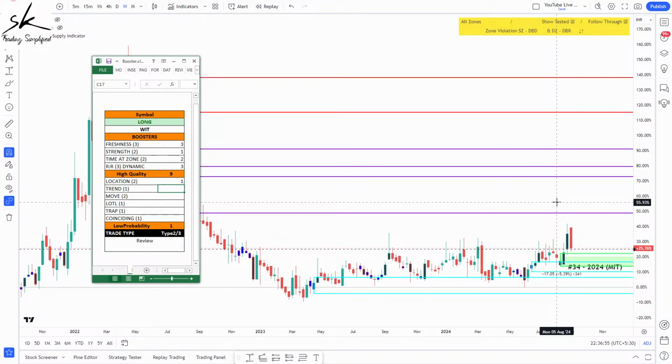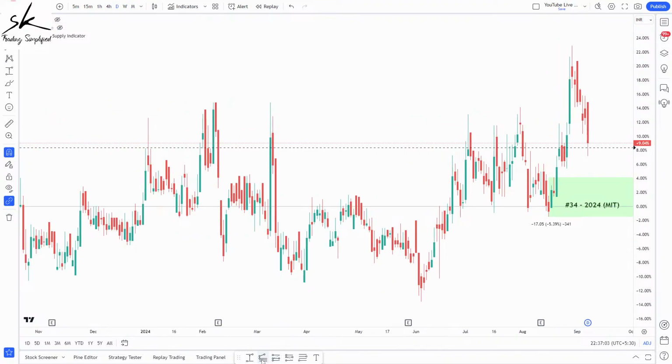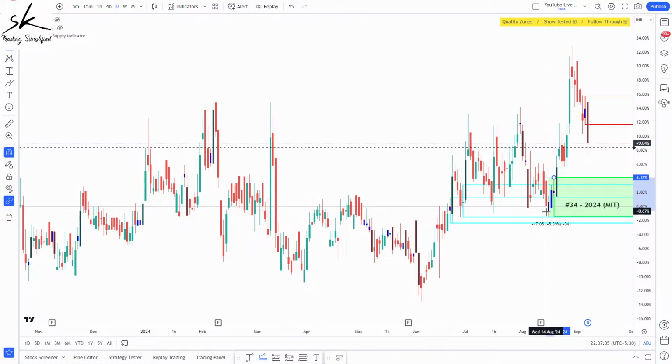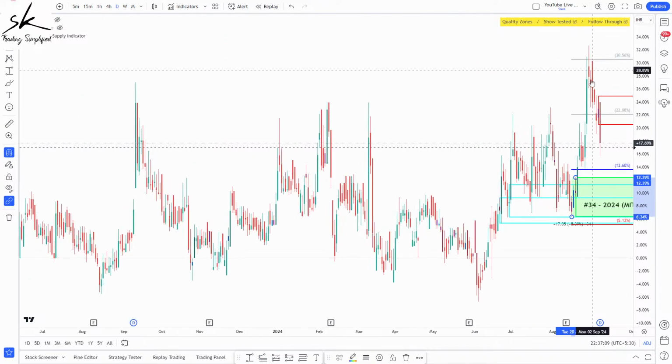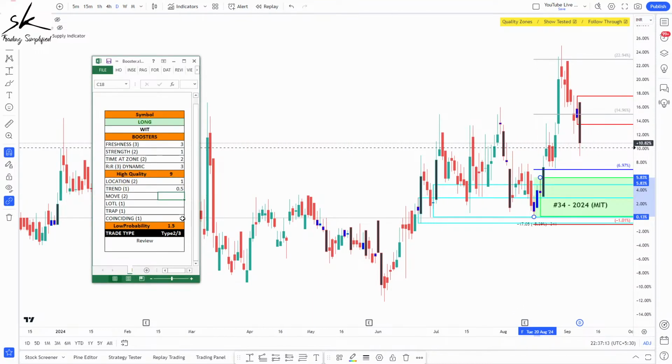Trend, you can see the indicator is telling us we are in a sideways trend, which gets a score of 0.5. Move from the zone, we need at least 4:1, which has not yet happened. If we draw from the entry to the stop loss and back to the entry, you can see we just have about a 2:1 move. So currently a score of 0, but eventually, if the price moves up and then starts coming back, it can be upgraded to a score of 2.